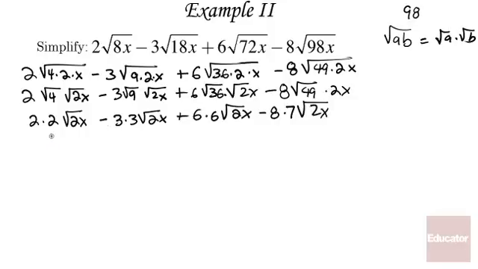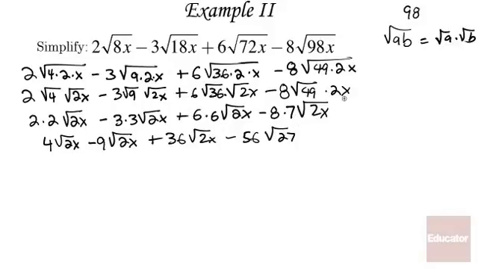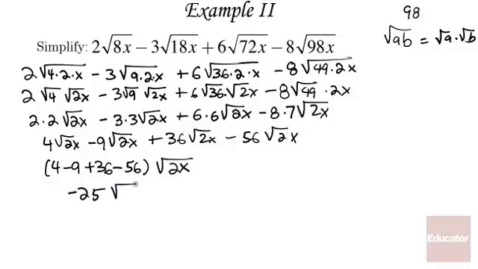Go ahead and multiply this out to simplify it further. Six times 6, that's 36, and then negative 56. Okay, now that I've done all this simplification, I can see that I do have like radicals, and I can add those. So I'm going to use the distributive property to get 4 minus 9 plus 36 minus 56 times the square root of 2x. This is negative 5 plus 36 gives 31 minus 56 is negative 25 radical 2x. This is the solution for the simplest form.